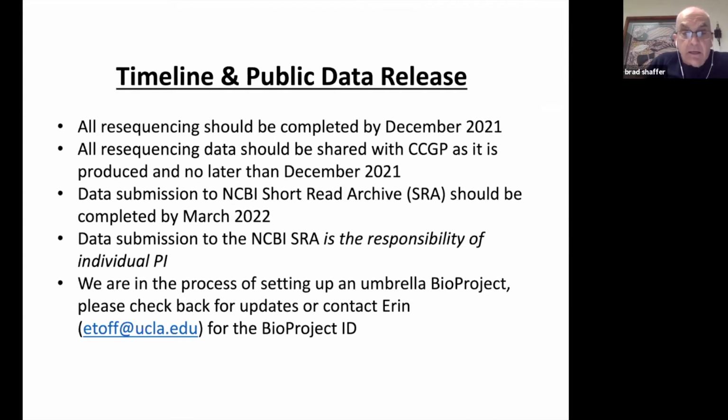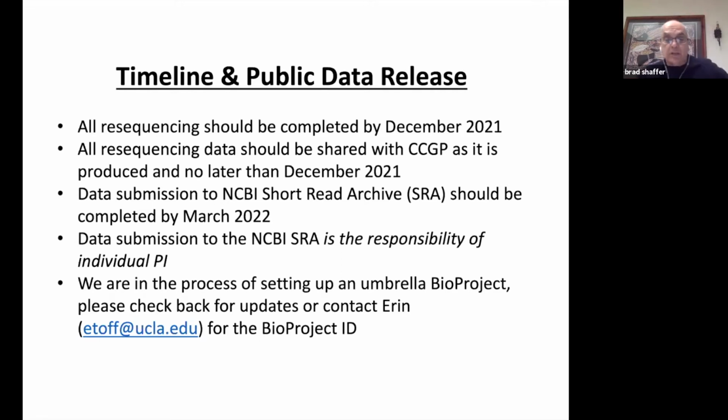The data, as I said, need to be submitted presumably to the NCBI Short Read Archive, or SRA, and that should be completed a few months after the data are collected. So we would say, by roughly March of 2022. For those of you who have done it, it's a little bit of a pain to submit data to the SRA. It's not impossible, but it does take some time. And that is the responsibility of the individual PIs. The CCGP isn't doing that for all of those data. It's your responsibility to get your data up on the Short Read Archive.